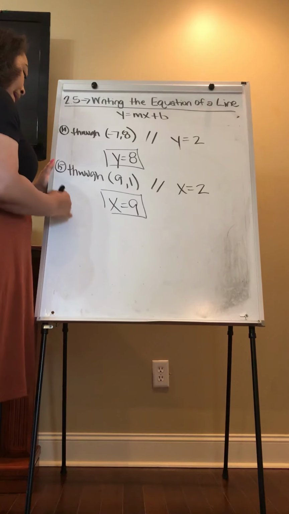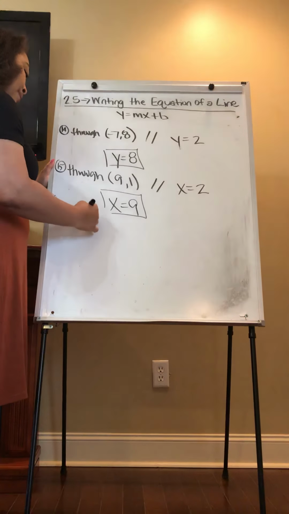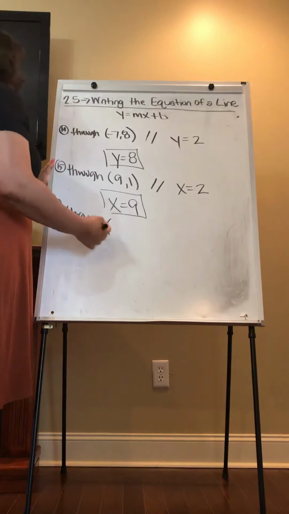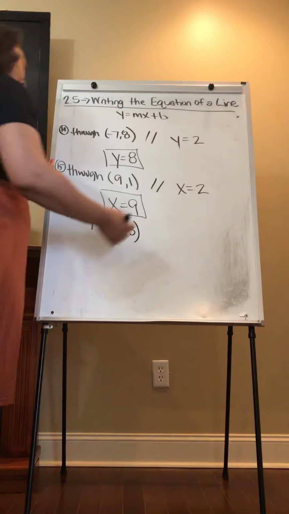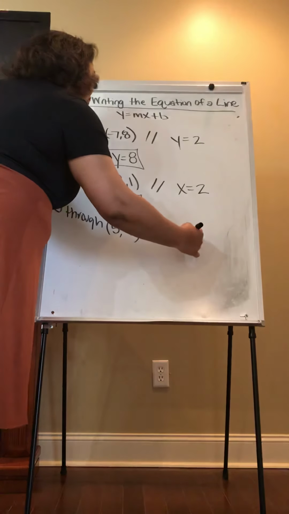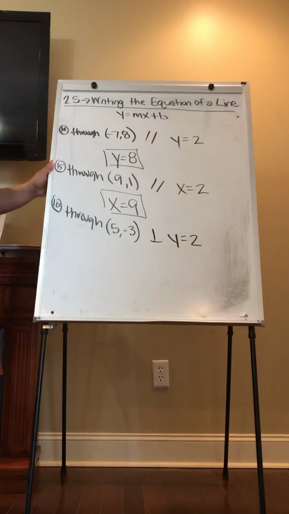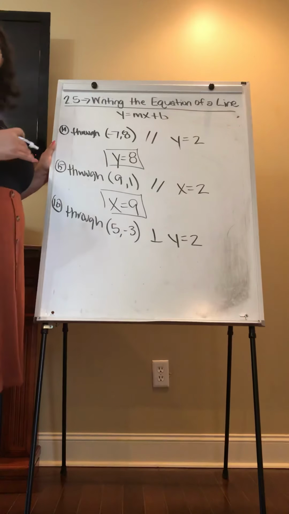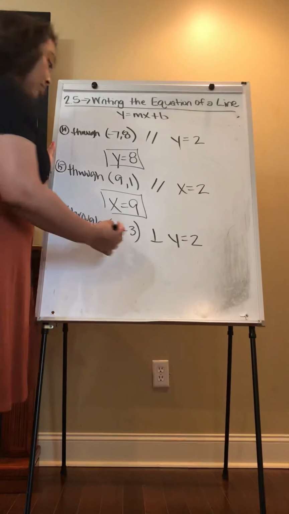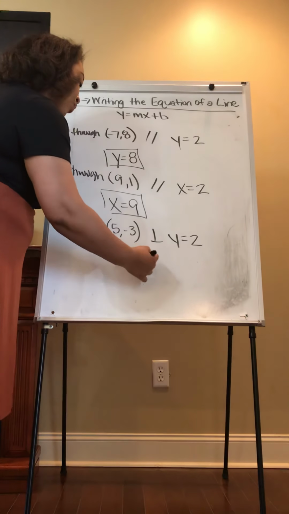Okay? If I were to say write the equation of a line that's going through the point 5, -3, and is perpendicular to y equals 2. Perpendicular means they got to cross. Again, this is horizontal. So I need to go the other direction, which will be vertical. So that would be x equals 5.